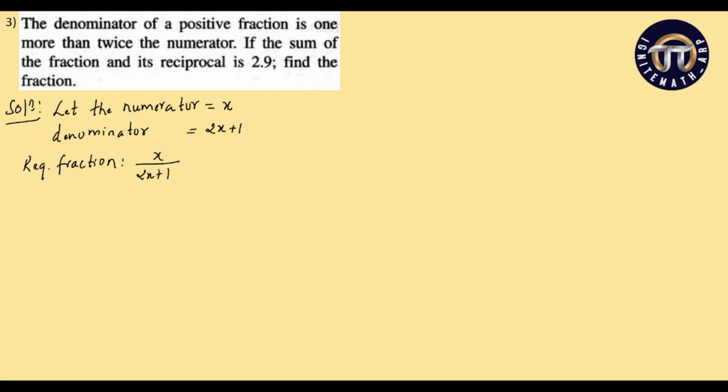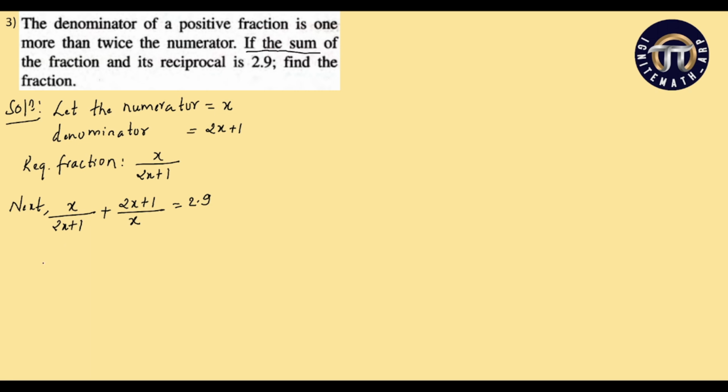Clear, children? If the sum of a fraction and its reciprocal is 2.9, see the next part of the question over here. Okay, so next, the sum of a fraction and its reciprocal. The fraction, in the sense x by 2x plus 1, is the original fraction, and its reciprocal is what? Its reciprocal is 2x plus 1 by x. The sum is equal to 2.9.